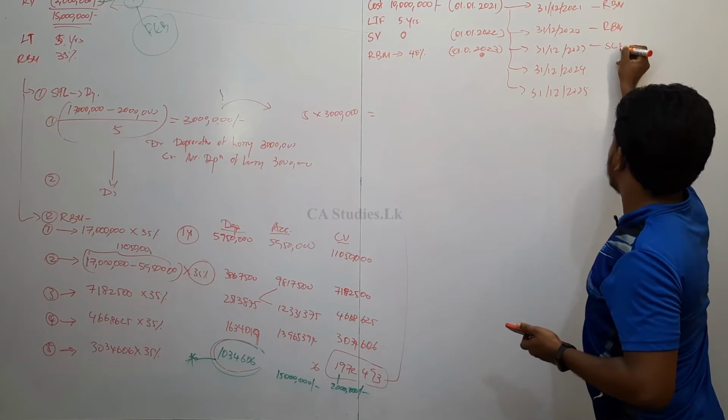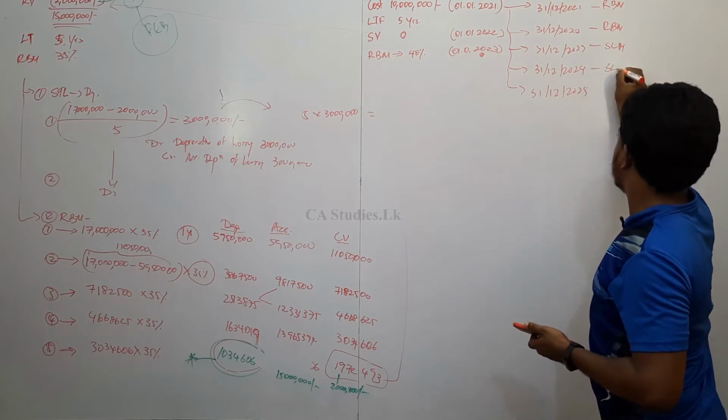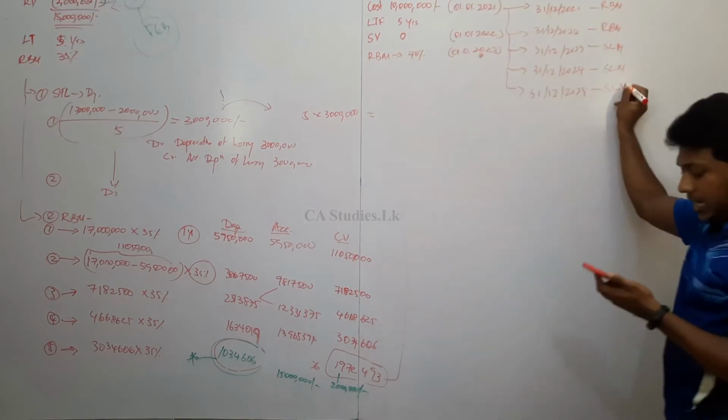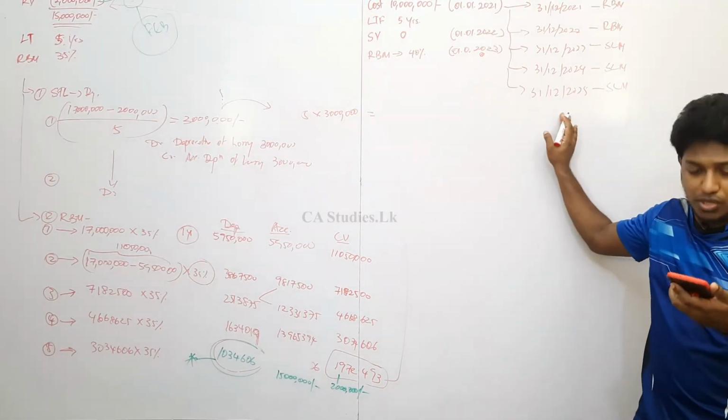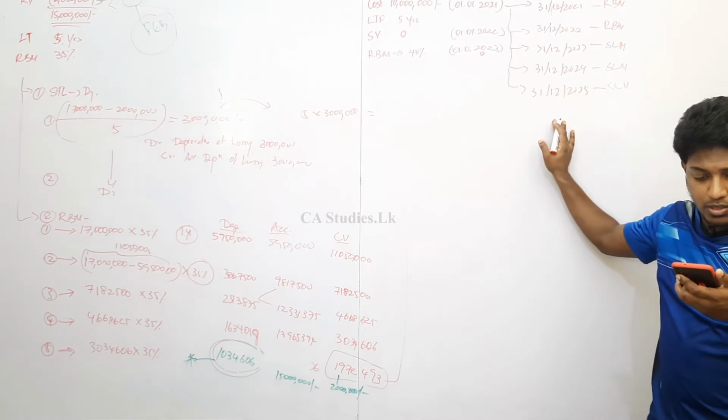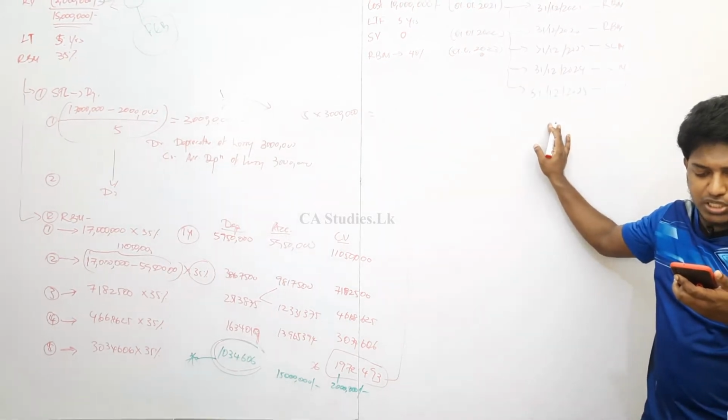Straight line method. Third one, fourth also straight line method, fifth one also straight line method. Now we took a note. This is the question note. Now show the depreciation charge for each year.